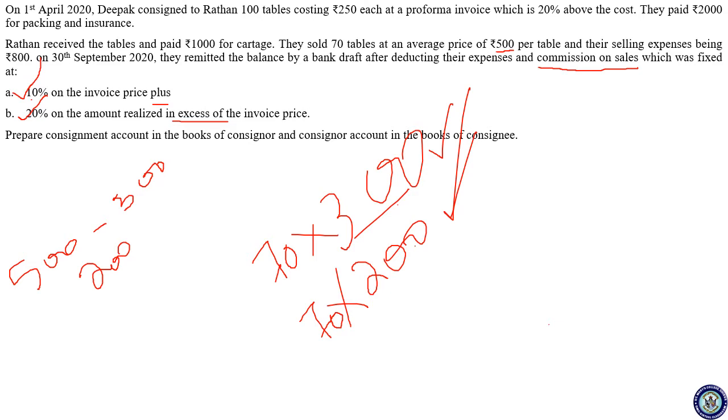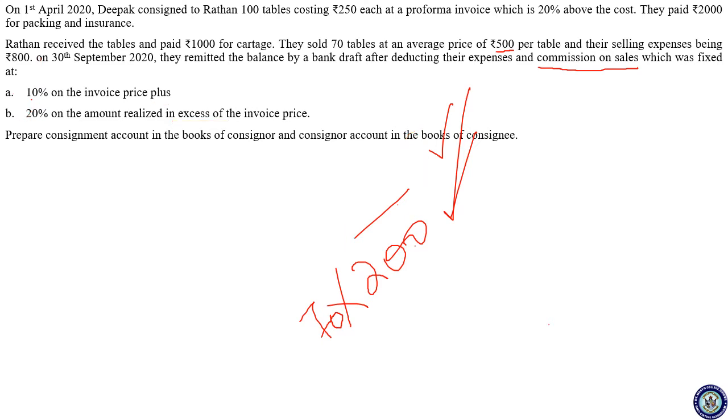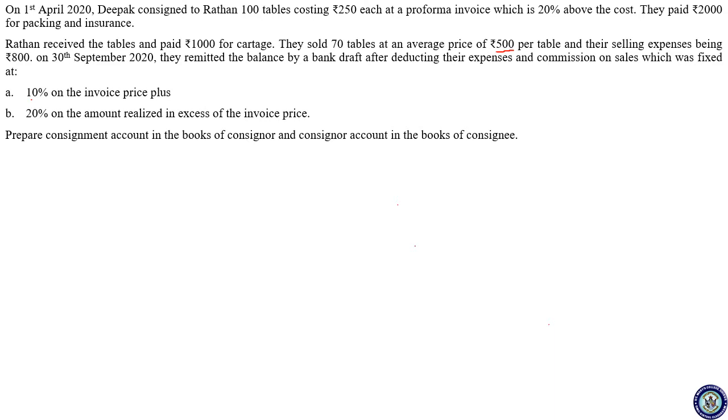Okay. So first you have to do this calculation. Then you go for the consignment stock valuation. Then the ledger accounts. Okay. So they have asked you to prepare the consignment account in the books of consigner and consigner's account in the books of consignee. See, when they clearly state which account you have to prepare, then you just prepare what they mentioned. They asked you to prepare just two ledger accounts, one that is consignment in the books of consigner. You prepare consignment account in the books of consigner, right?